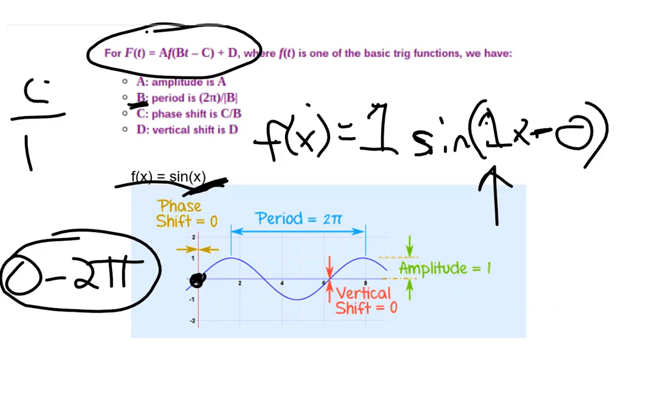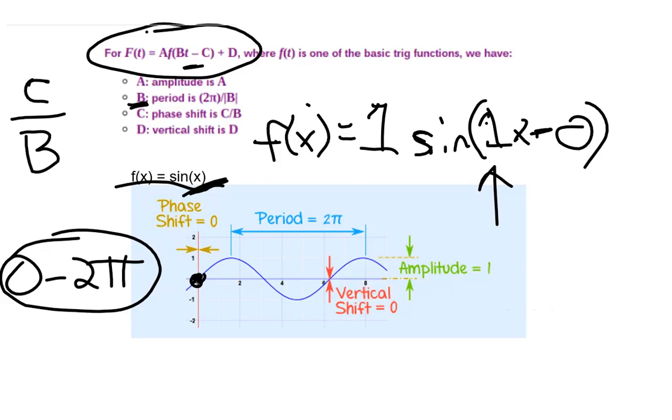To find your phase shift, you take your C value and divide it by B. That tells you how much your function is moved either to the left or the right. The one thing to realize is that this is a negative sign, which is going to completely switch everything that you would think.